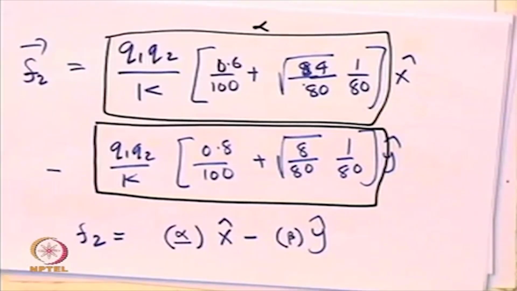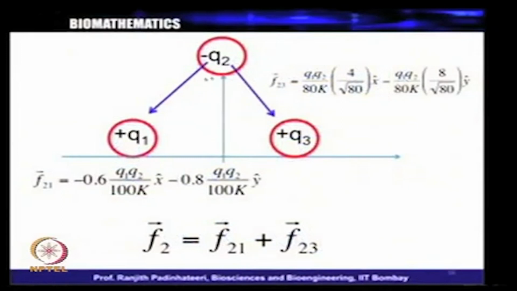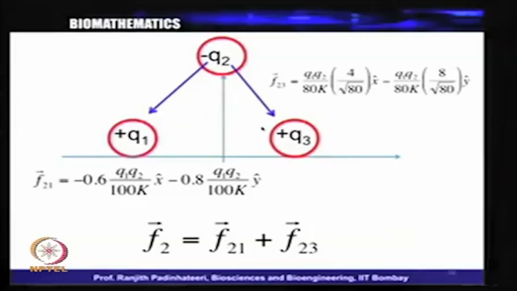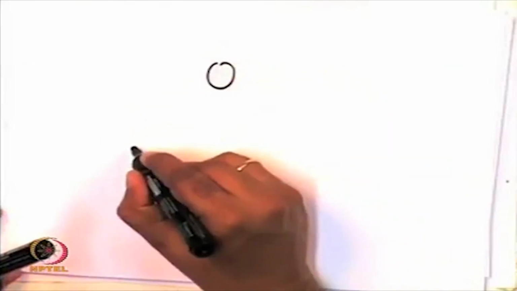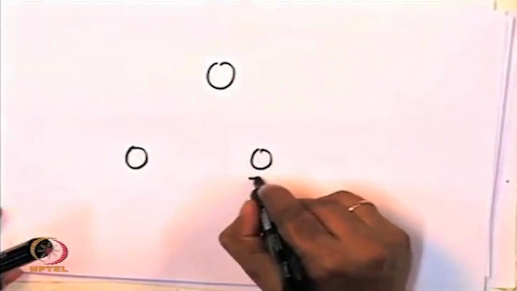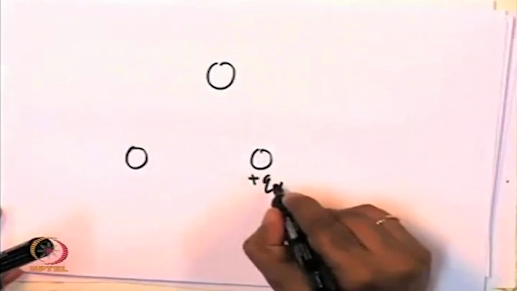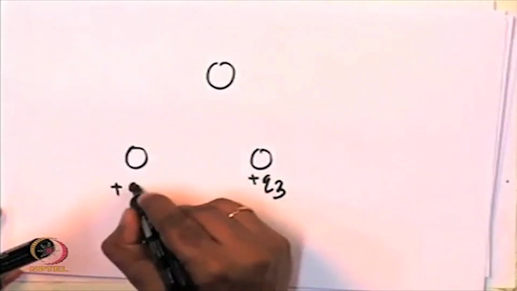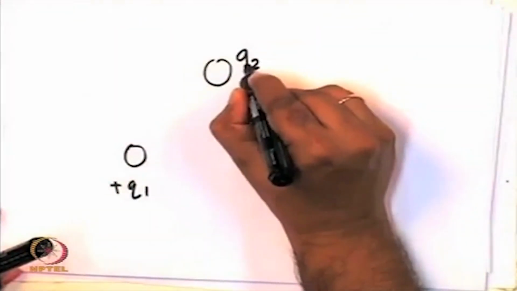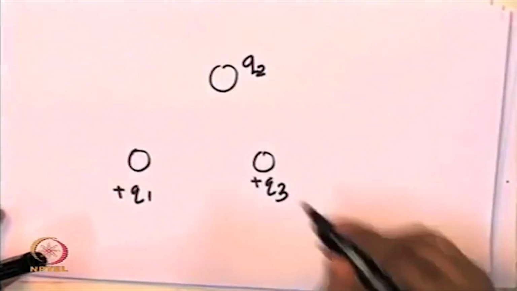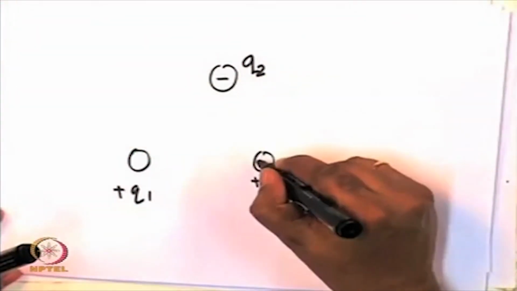So, have a look here. What does it mean? There is some force along the plus x axis, some force along the minus y axis. So, let us look at this a little more carefully. When you look at this carefully, you have three charges, q1, q2, q3, and we ask the question, what is the force on this charge due to these charges?